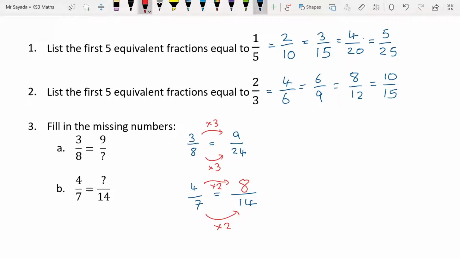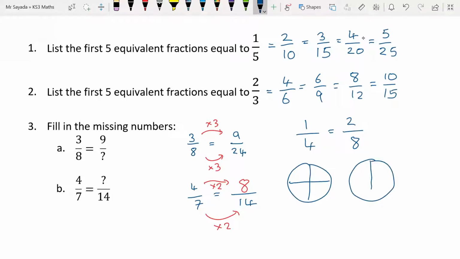Just to show you why equivalent fractions work, let's take the example of 1/4 being the same as 2/8. So why is that? Well, if I draw a circle and I split it into quarters, then I draw the same circle, but this time I split it into eighths. So the first circle I've split into 4 equal parts. The second circle I've split into 8 equal parts. It doesn't look like it, but that was the intent.